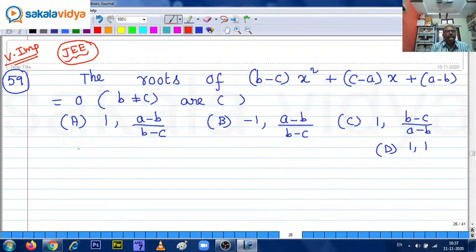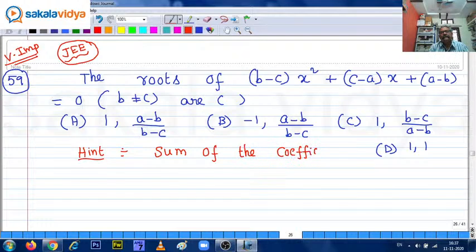Viresh. So now, hint: sum of the coefficients. Very good. Sum of the coefficients means B minus C plus C minus A plus A minus B. What do you get? Yes, B cancels, C cancels, A cancels, 0.